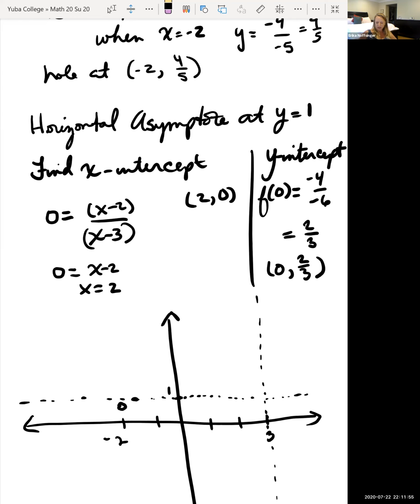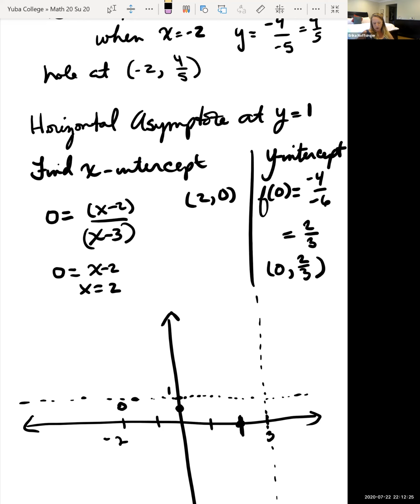And then our intercepts: we had an x-intercept at (2, 0), and we had a y-intercept at (0, 2/3). Well, 3 doesn't go into 2, but into 20 it goes 6 times, and then it's going to be repeating, so 0.66666, which is here.